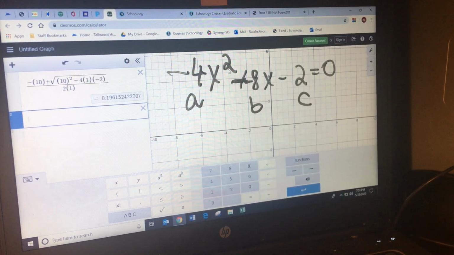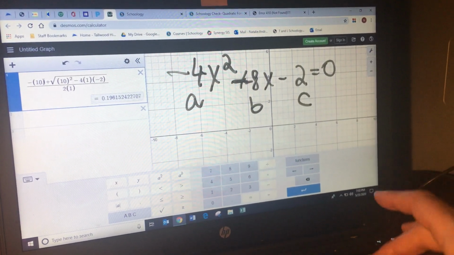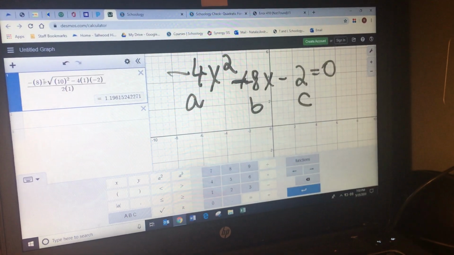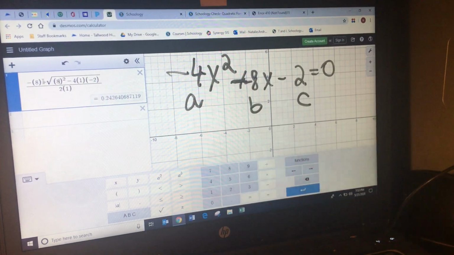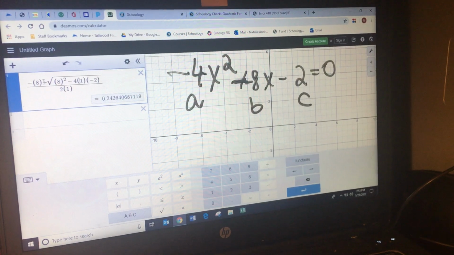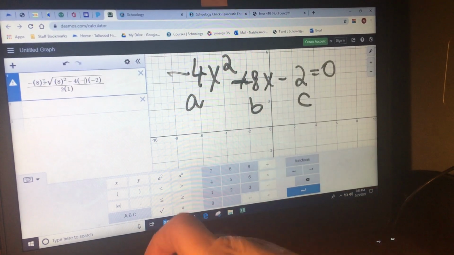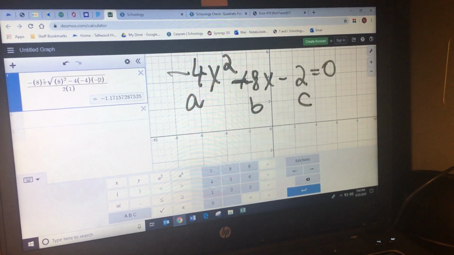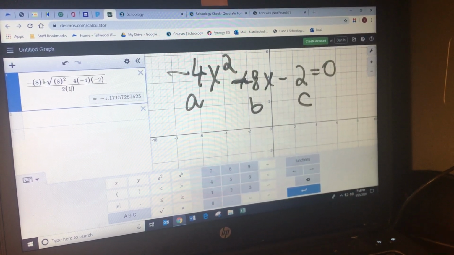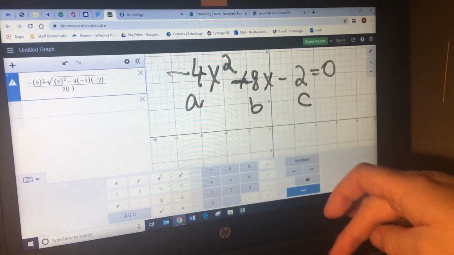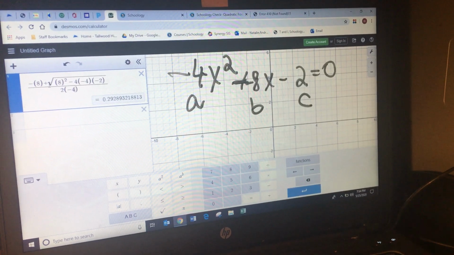Okay, so our B is +8. So instead of the 10, let's put 8 in. Plus 4A, what's our A? A is -4. And then C, -2. Oh, -2 is correct. And for the bottom, -4. Okay, we got 0.29.